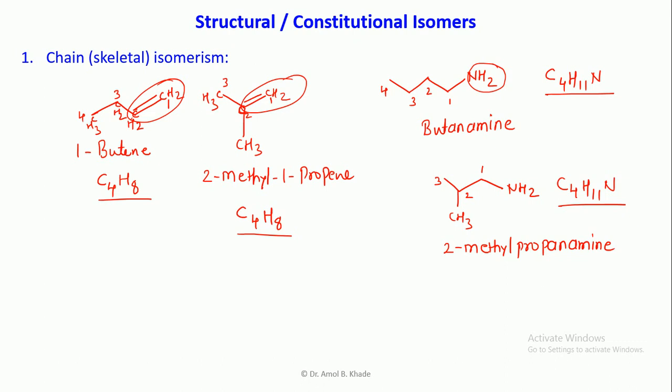So here you can see the position and the functionality has not been changed. Okay, what has been changed? The carbon skeleton or the parent chain has been changed. Here it was a butane and here it becomes a propane. Okay, so that's why these are referred to as the chain or the skeletal isomers. Hope you understood the first type of isomers, the first type of structural or constitutional isomers.